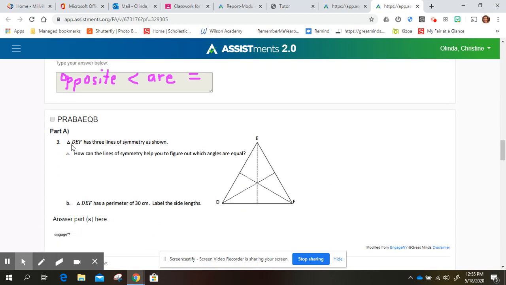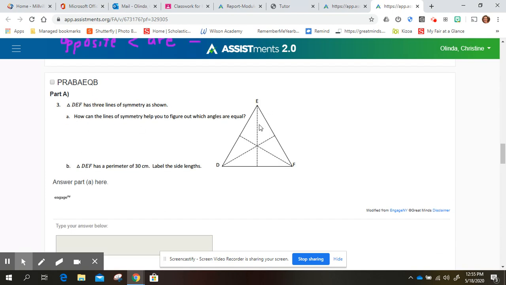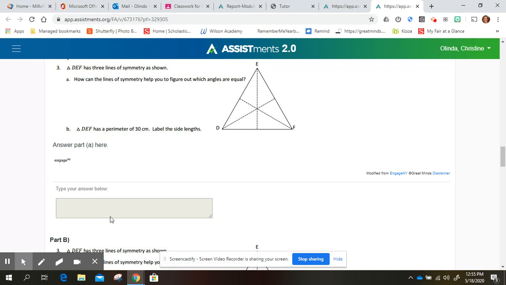And then triangle DEF has 3 lines of symmetry as shown. How can the lines of symmetry help you figure out which angles are equal? DEF has a perimeter of 30 centimeters, label the side lengths. So I want to put answer A here. That's confusing. So I'm answering A here, and then B will be in the next part. How can the lines of symmetry help you figure out which angles are equal? And we just did that in the first one, opposite angles.